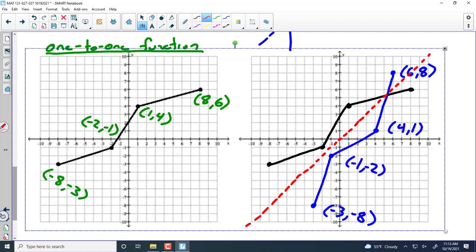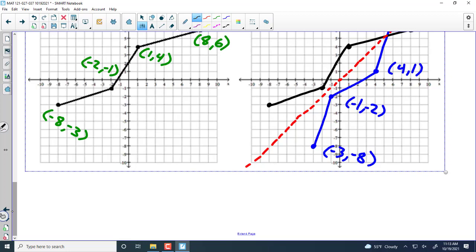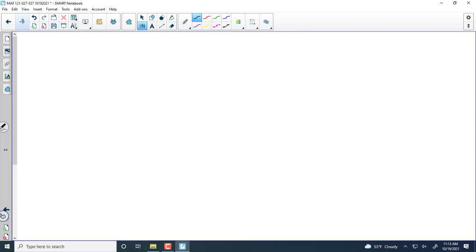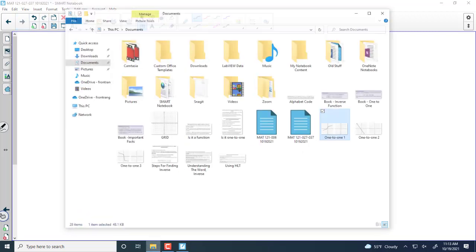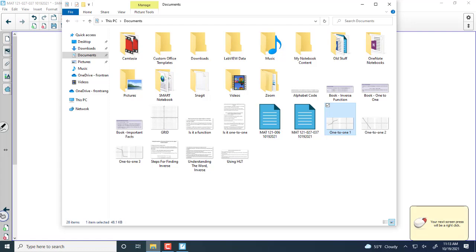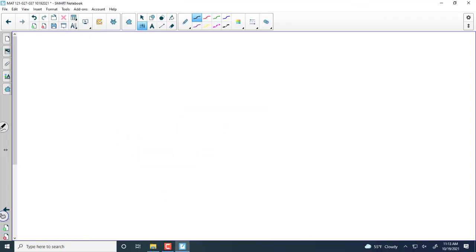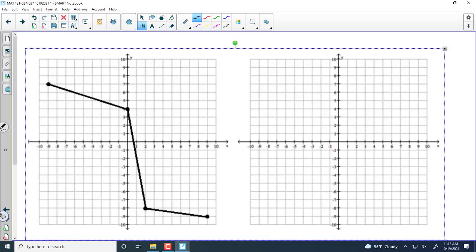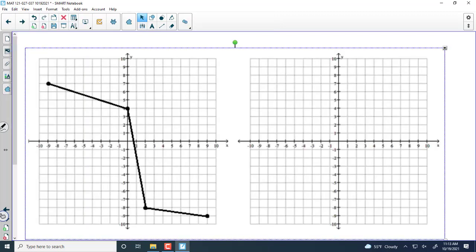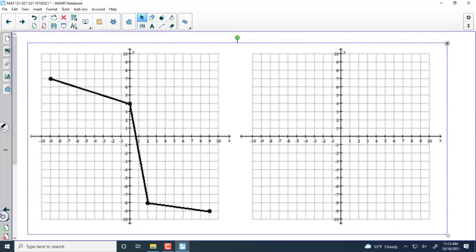So how about we have you try one of these? I'll bring one up here. This one, we'll do this one here. Very similar to the one we just did, just a new problem for you. What I'd like you to do, everyone, is on one coordinate system, draw the original, the inverse, and that line y equals x.